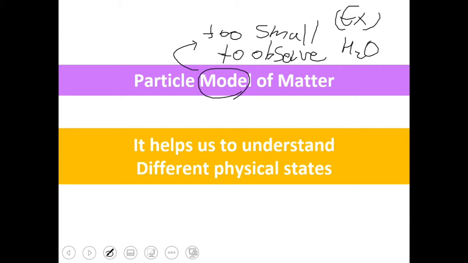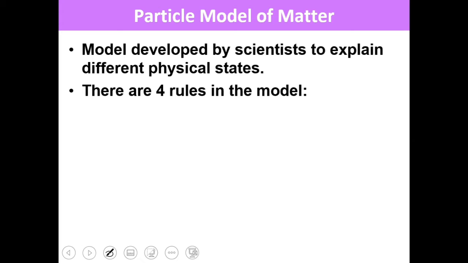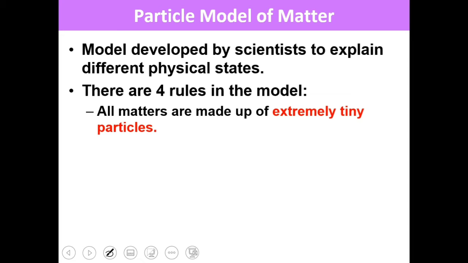Then in that situation, we use a two-dimensional drawing or a three-dimensional structure that looks like Lego pieces. Models always help us understand physical changes and later chemical changes too. In order to use the particle model, there are 4 rules that you need to understand, and you need to memorize these. Number 1, all matter is made up of extremely tiny particles that you cannot observe.